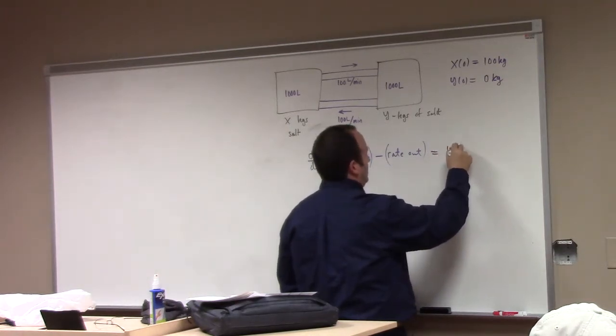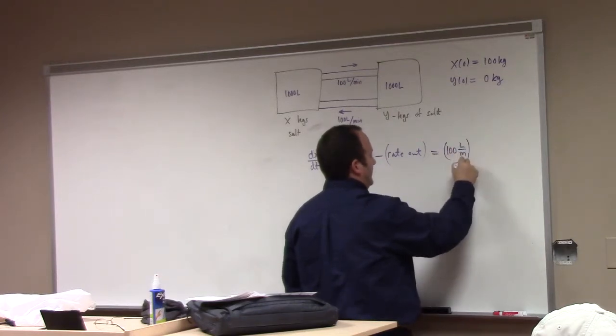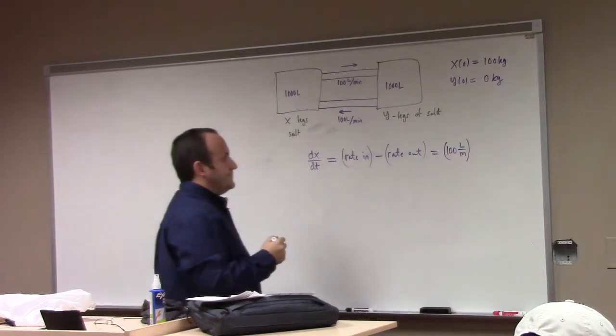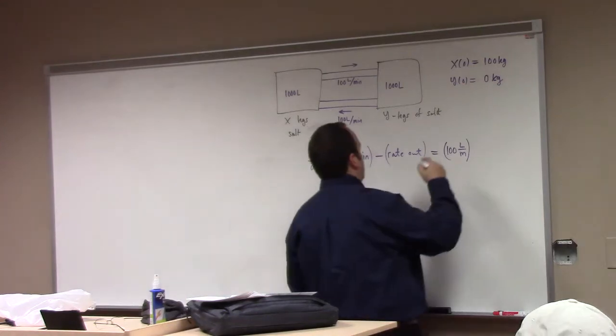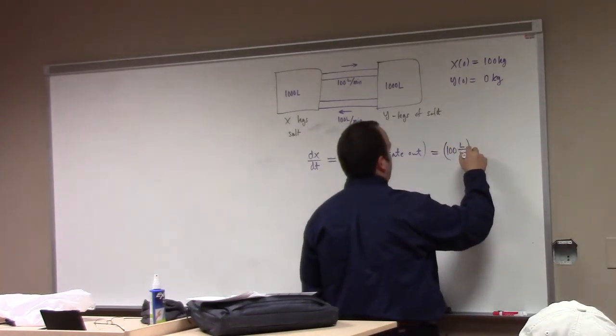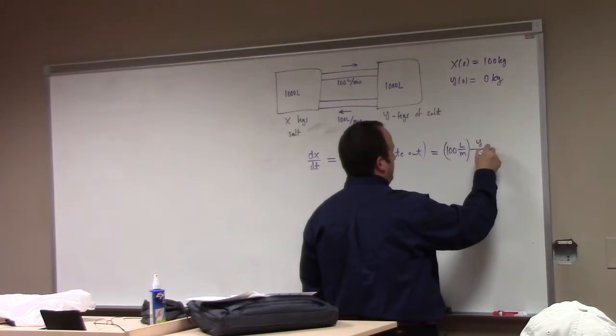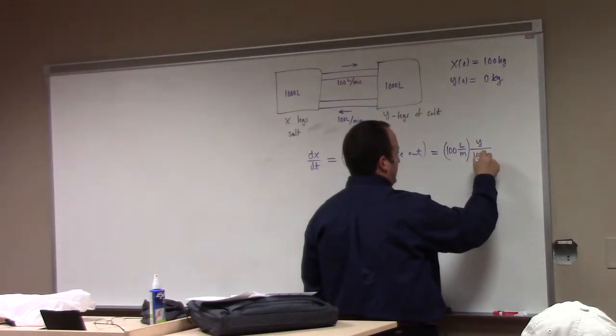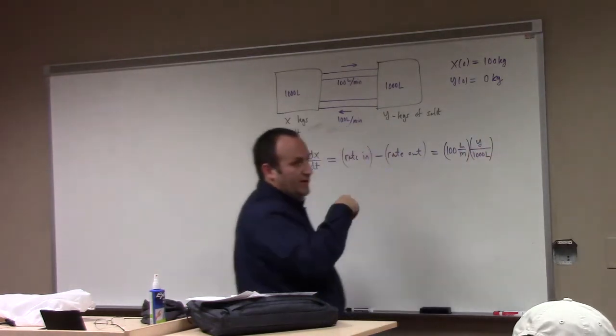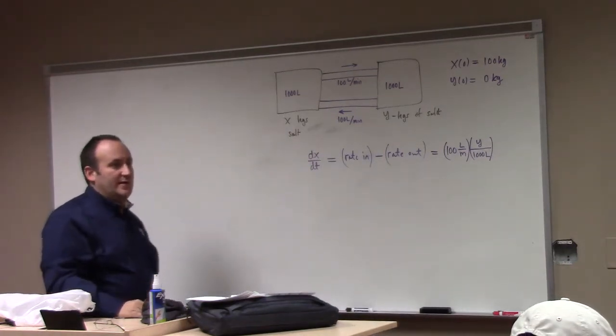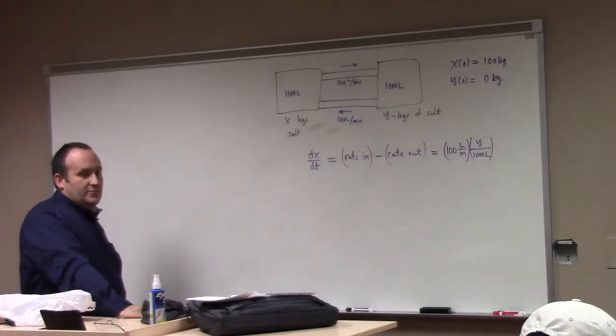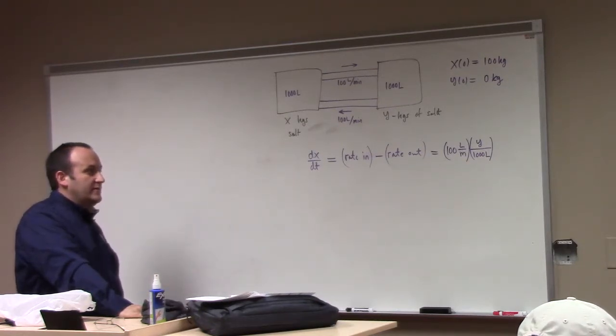So the rate in would equal to, what we got? 100 liters per minute times what? Times y over 1,000 liters, right? So y over 1,000 is the concentration, the amount of kilograms of salt per liter. I multiply that by liters per minute, that gives me kilograms per minute transferred in, just by dimensional analysis, if nothing else. So 100 times y over 1,000 should give me the rate in.